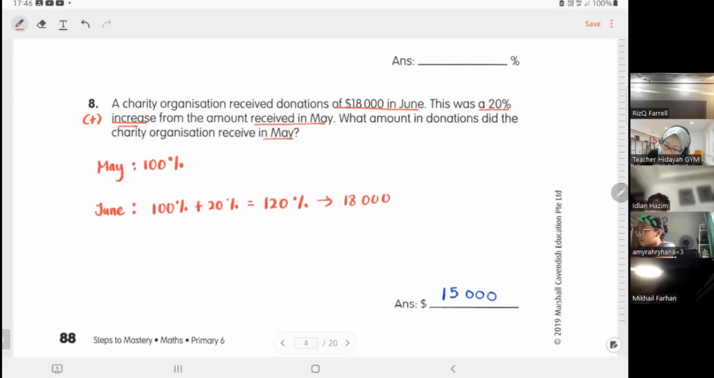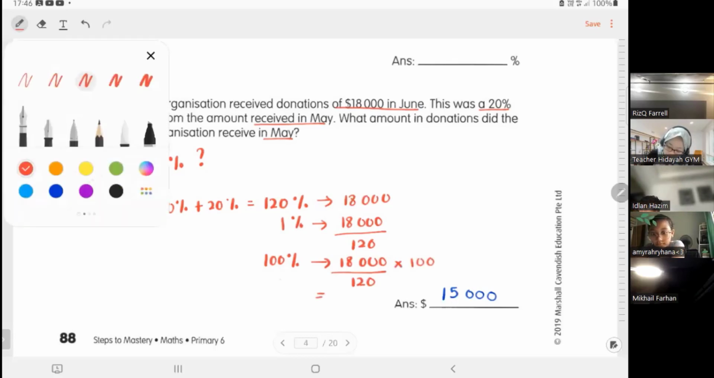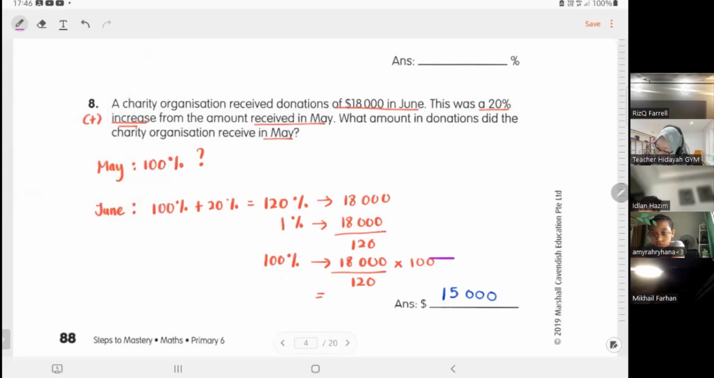Okay, this 120% is $18,000. So what I want to know is how much is this 100%? So 1% will be 18,000 divided by 120. Leave it as it is. Then I want to find my 100%. 18,000 over 120 times 100. Now it's time for me to cancel or solve this one, all right?